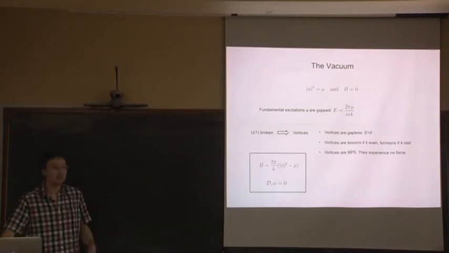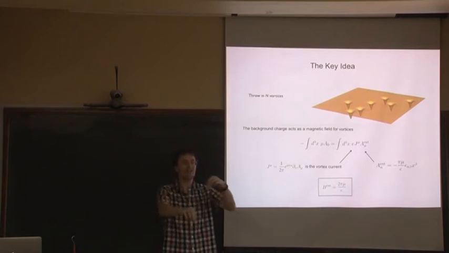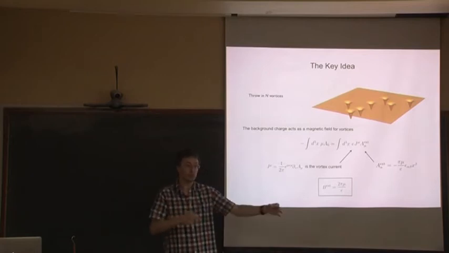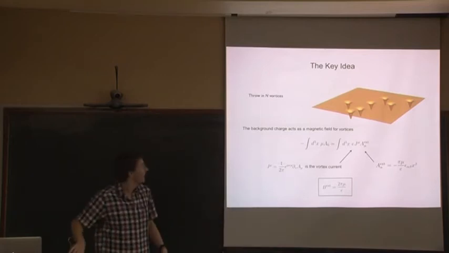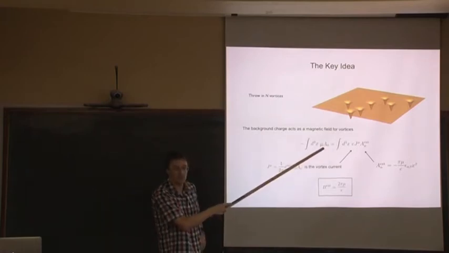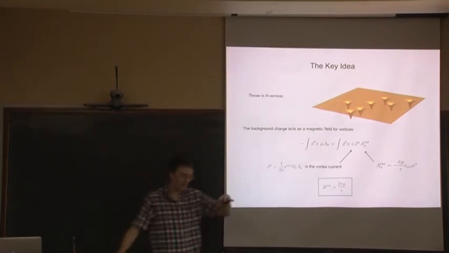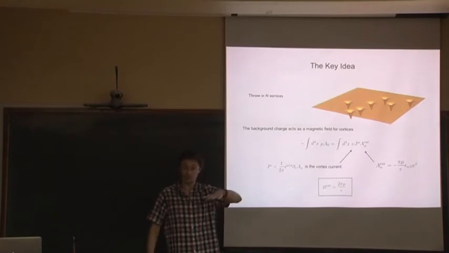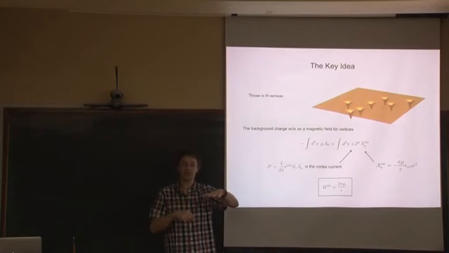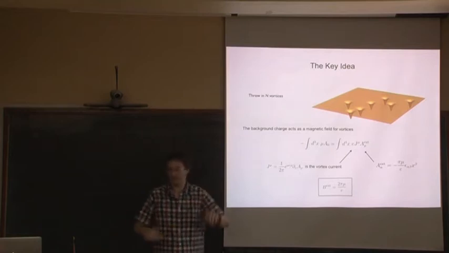All right, so let me tell you the basic idea of what we're going to do. We take this theory and we throw in n vortices. As I've said, you can put these vortices anywhere on the plane and you get a solution. The first thing I want you to notice is the meaning of this term for the vortices. This term was a background charge in the original system. But by some version of electromagnetic duality, if you're a vortex, a background charge looks to you as if it's a magnetic field.